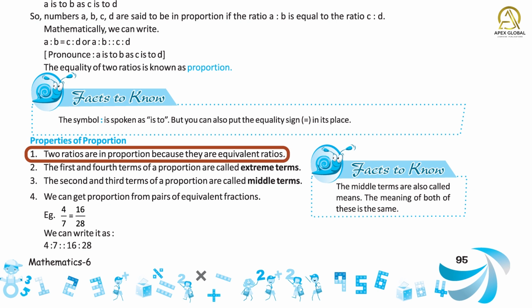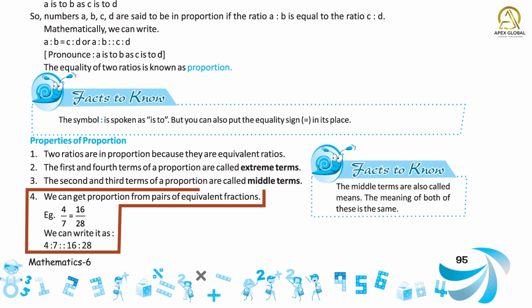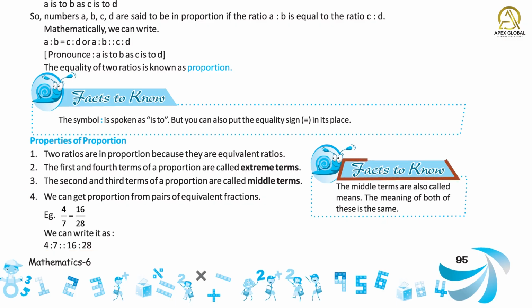Two ratios are in proportion because they are equivalent ratios. 2. The first and fourth terms of a proportion are called extreme terms. 3. The second and third terms of a proportion are called middle terms. 4. We can get a proportion from pairs of equivalent fractions. Example: 4 upon 7 equals 16 upon 28. We can write it as 4 ratio 7 is to 16 ratio 28. Facts to know.